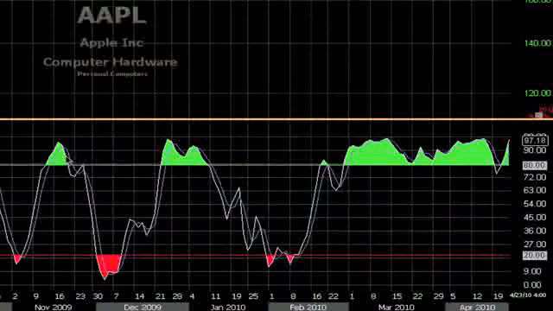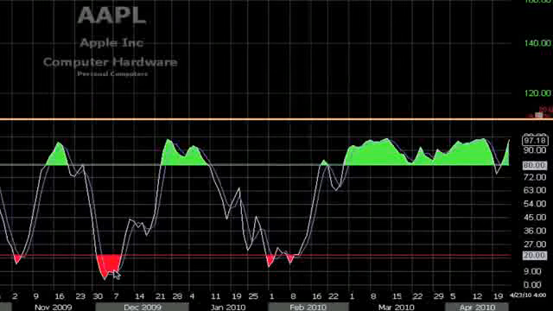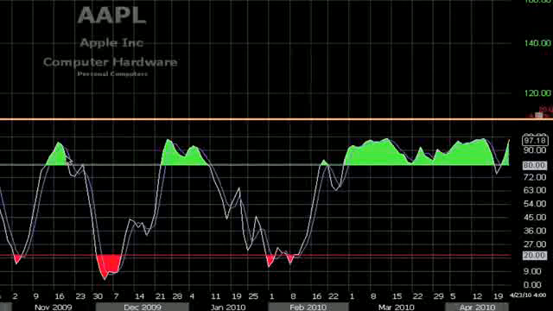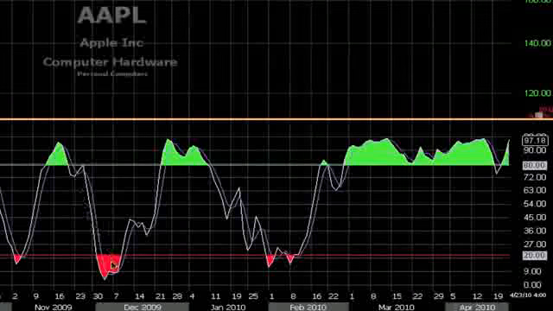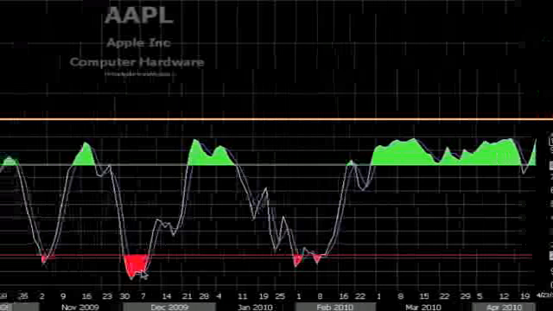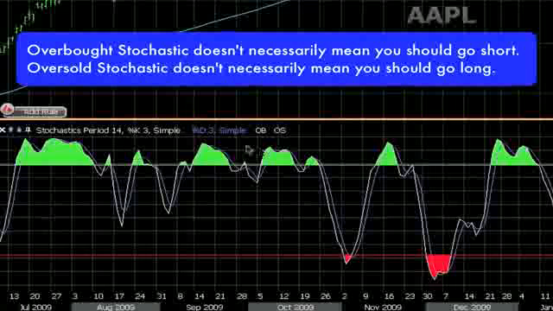Many traders believe that the overbought and oversold levels are the main use of stochastic. So when stochastic is above 80, many traders will look to go short, and when stochastic is below 20, many traders will look to go long. This was not George Lane's idea with the stochastic, because stochastic can stay overbought for a long period of time. You see this here.